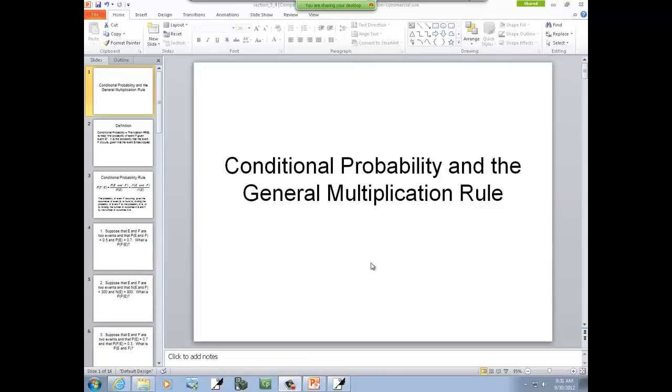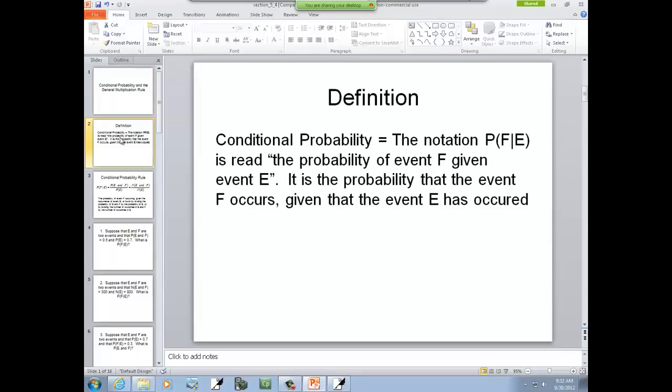This is on conditional probability and general multiplication rule. Now, conditional probability, the notation is probability, and then inside of parentheses, F, and then that vertical bar is read as given. So, probability of F given E. Probability of event F given event E is the probability that event F occurs given that event E has occurred. Now, you shouldn't get thinking that it's always E and F. It could be A and B. It can be anything.